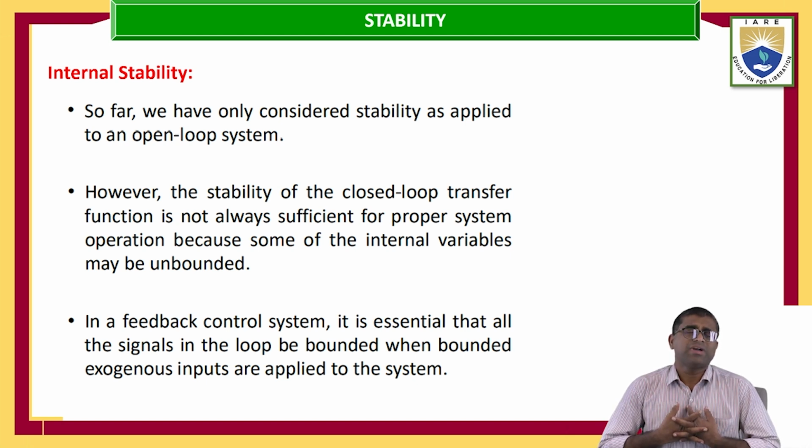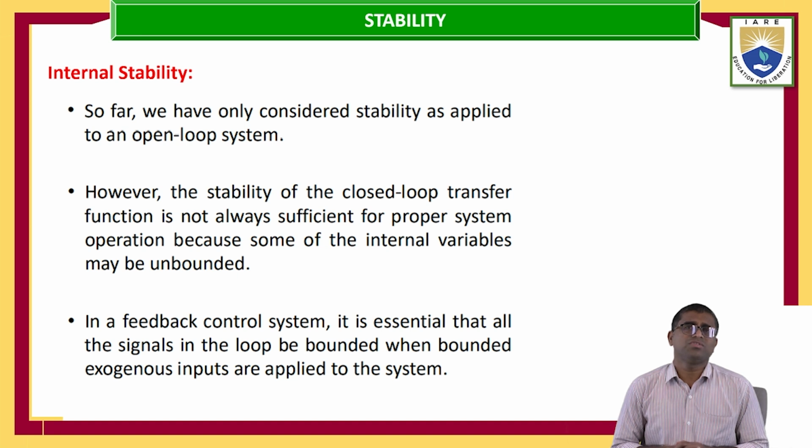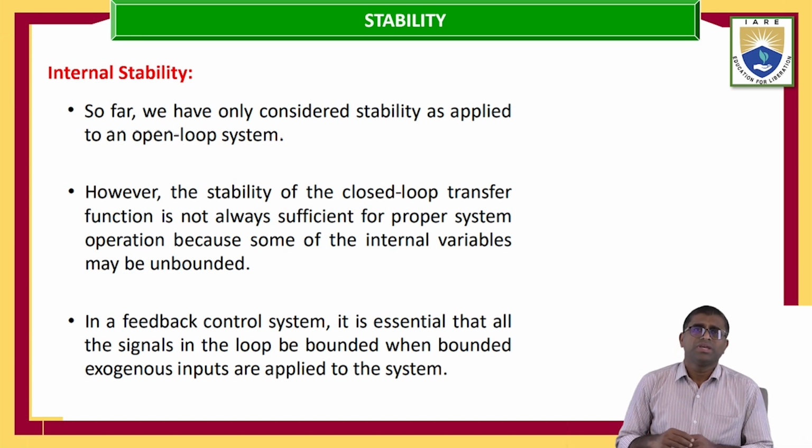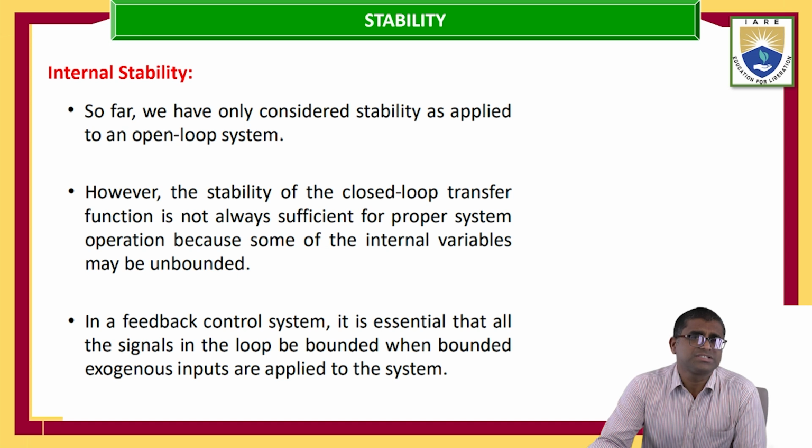That is nothing but, if I am applying here one of the open loop control system stability, I want to consider the system. However, the stability of the system is going to be defined for the closed loop transfer function of a proper system. We are mentioning the operation because of the internal variable values. So, in a feedback control system, it is essential that we keep the signals in the loop bounded when bounded exciting inputs are applied to the system.